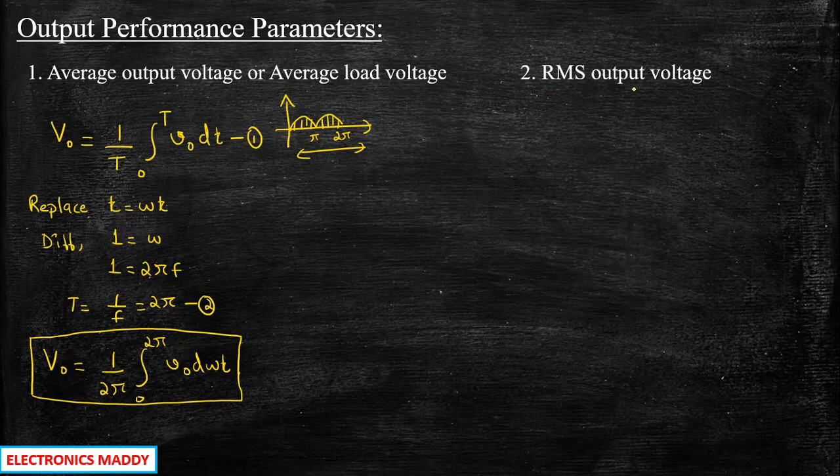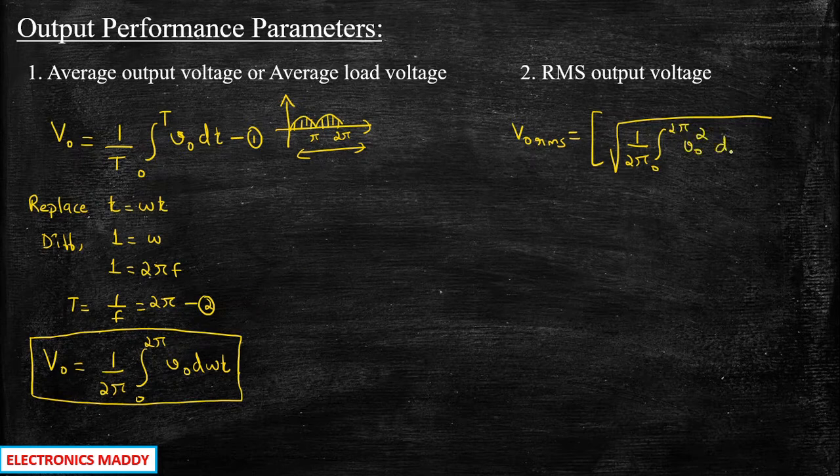Step number 2 is to find out the RMS output voltage. RMS voltage in general, by definition, with respect to V out, that is V out RMS, can be given as the square root of 1 over 2 pi, which is basically the total time period, into integration from 0 to 2 pi, which we have found out previously, that 2 pi is the time period, of V out square into d omega t. Now again you might ask me a question, how did we arrive at this formula?